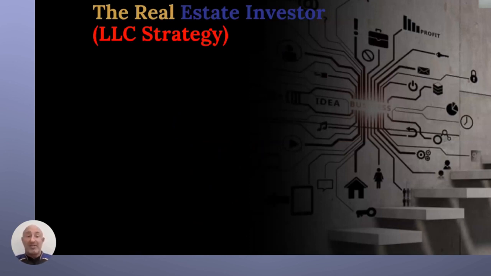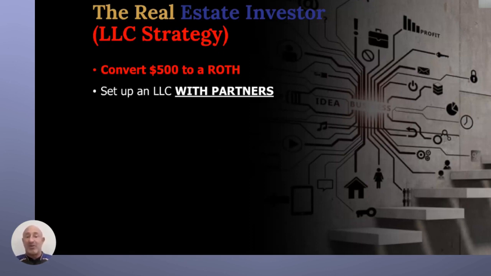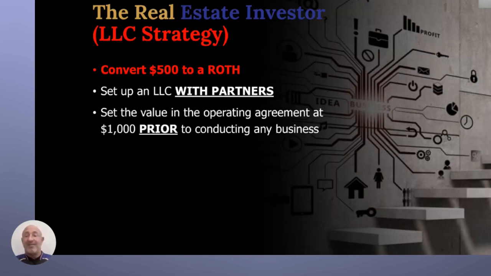So the real estate investor LLC strategy: convert $500 to a Roth IRA, set up an LLC with partners, meaning that the partners put the LLC together, not you. You're not a member in the LLC. You set the value in the operating agreement at $1,000 prior to conducting any business. So your IRA then invests, but before any business activity goes on, you can set the value of that LLC at whatever dollar amount you want, quite frankly. Then let's say your IRA owns 20%, then you're going to buy in for $200.